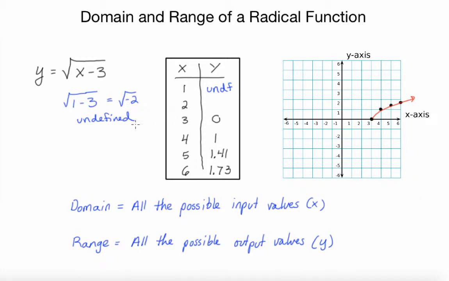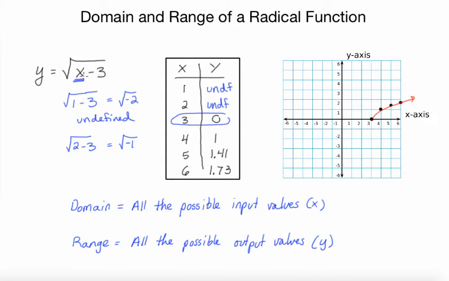Same thing with 2. If I put 2 in for x, what's the square root of 2 minus 3? Well, that equals the square root of negative 1. That's also not a real number, so it's undefined. So right there, I've got on my table 2 particular values that don't work. But what I actually see is there's all these x values. If I look at the graph, it only starts working right here at x value of 3.